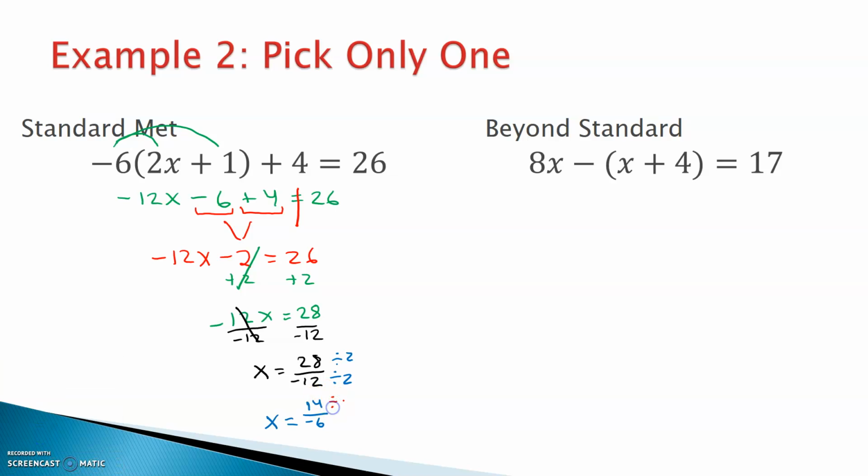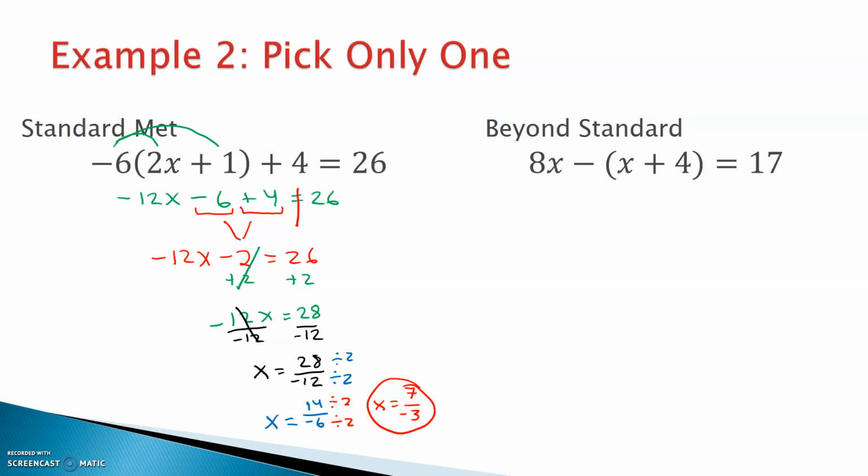So again, if we would have actually taken a second to think about it, I could have divided top and bottom by 4. All right, so if I divide the 14 by the 2, that's going to give me 7. If I divide the negative 6 by 2, that gives me negative 3. All right, so again, we do want to simplify. Ask yourself whenever you have a fraction like that.